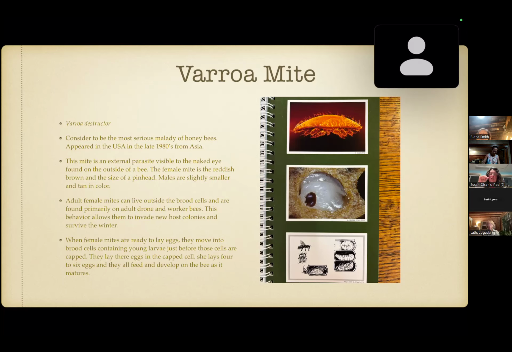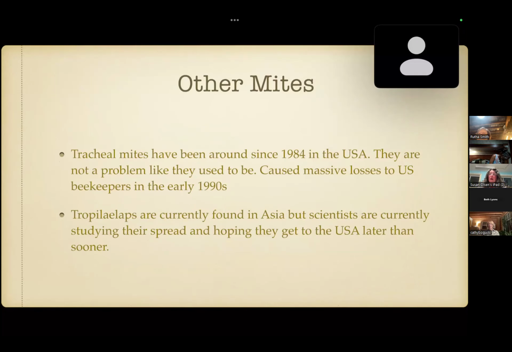When female mites are ready to lay eggs, they move into brood cells containing young larvae right before those cells are capped. And that female mite goes down to the bottom of that cell, underneath that larva, and hides out under there till they cap that cell. Then she lays 4 to 6 eggs. Usually they'll make 1.5, 2 mites, and the mother and her offspring will feed and develop on that bee as it matures. When that cell is uncapped and that bee hatches out, come the new varroa mites, and they scatter and move into new cells.